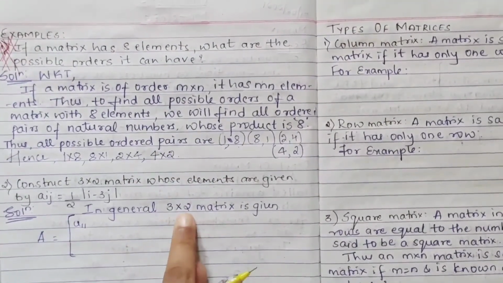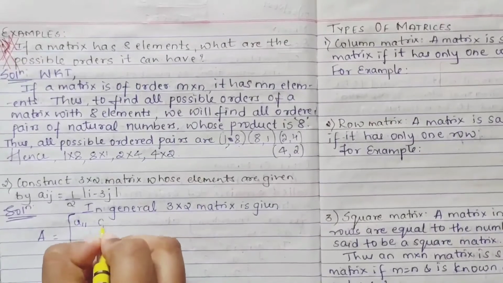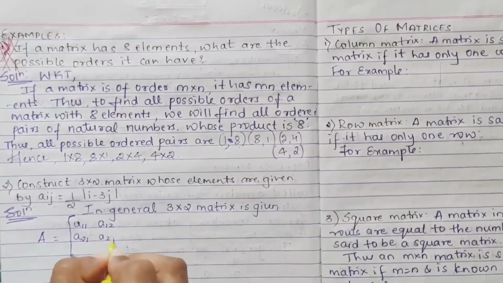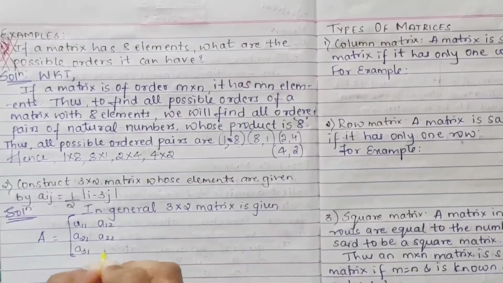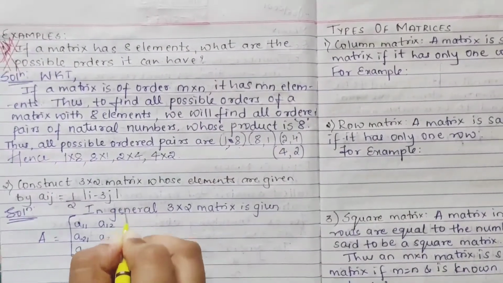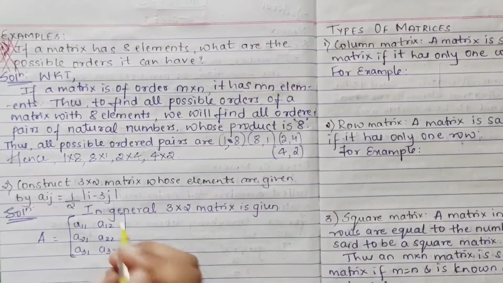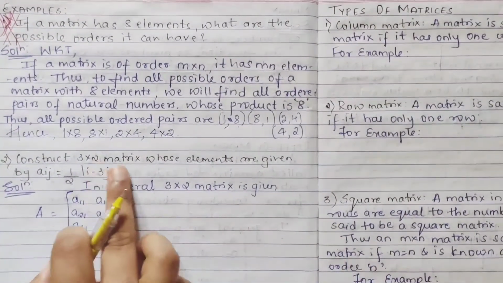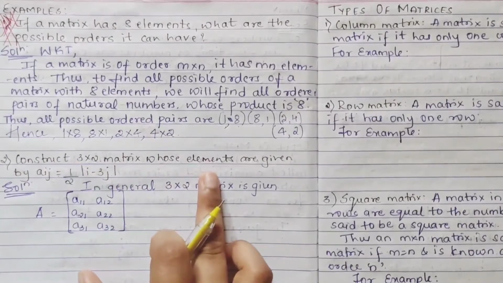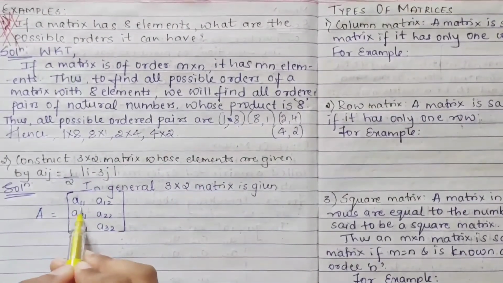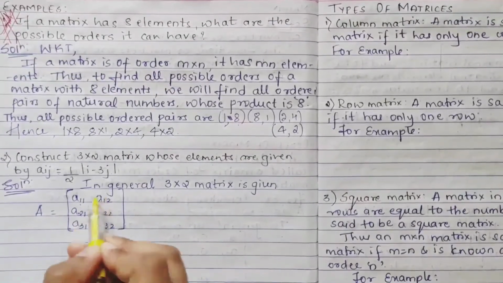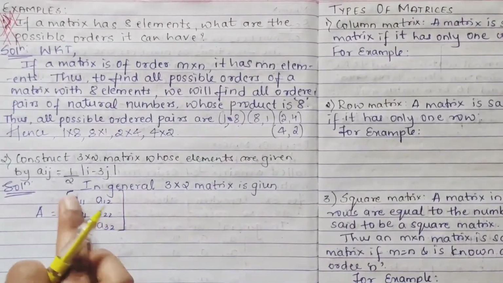So in general, how do we give it? The columns are 2, right? So A11 and here A12. Here it will be A21 and A22. Here it will be A31 and A32. So in general it is like this. Now what they are telling you is that you have to construct it. We have to find the elements, meaning we have to check what element A11 will be, what A12 will be, A21. In the same way we have to write these elements.